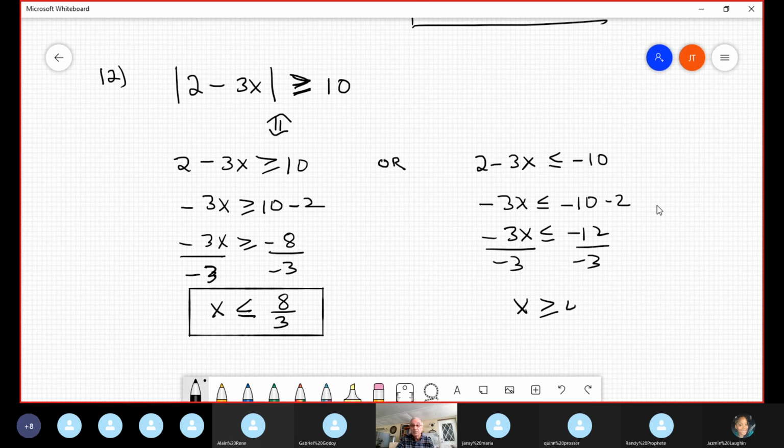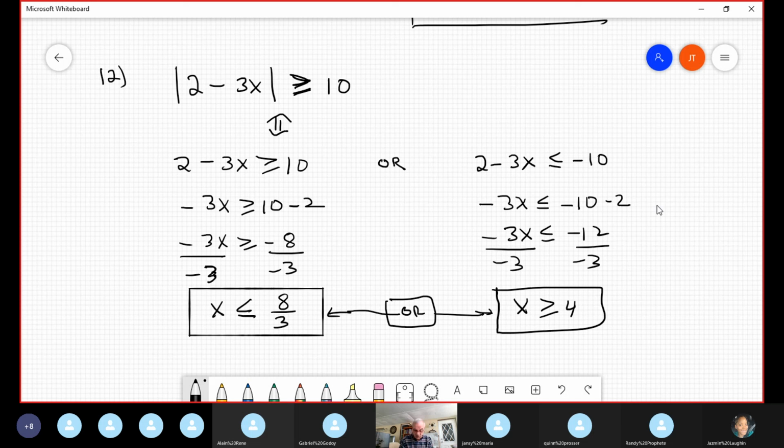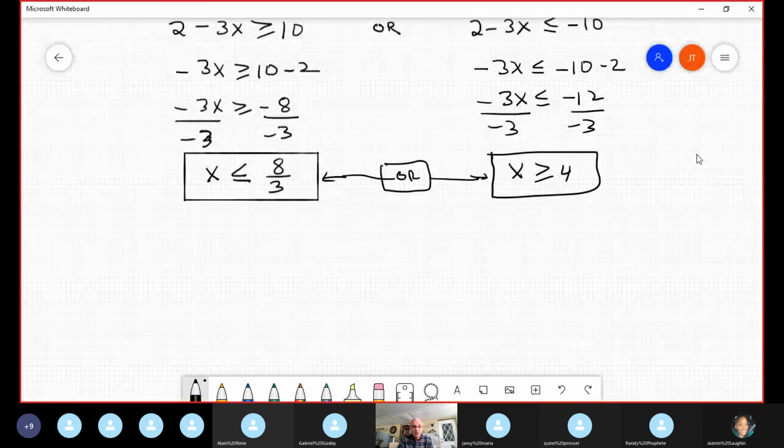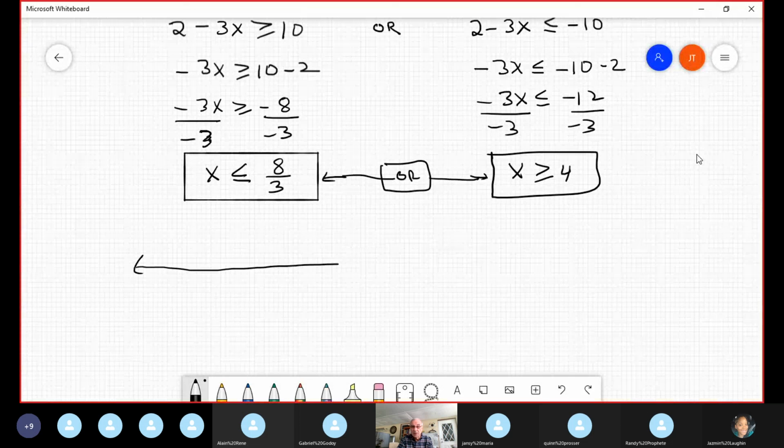And finally, we need to connect the solution and solution using OR. And OR means union. Union is not intersection. My recommendation, to understand much better, is to do the OR on a number line.